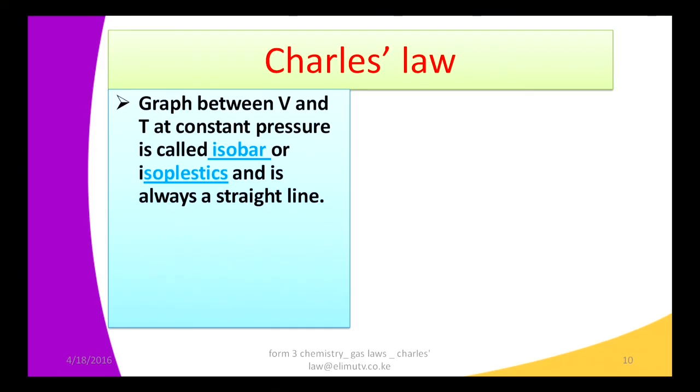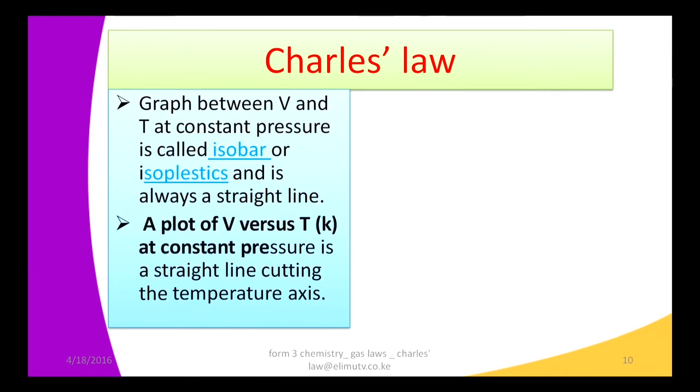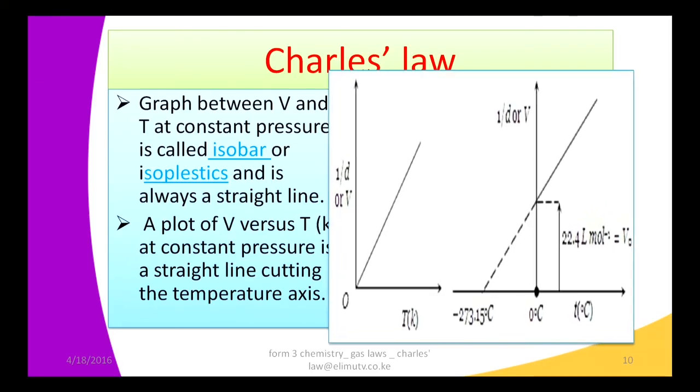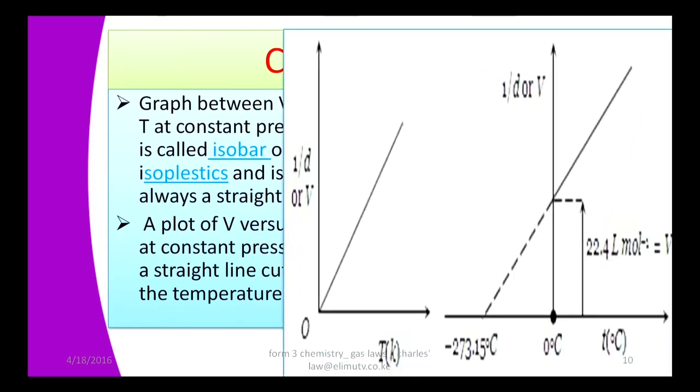Now, a plot of volume versus temperature in kelvins at a constant pressure is a straight line cutting the temperature axis. So this is our graph that we have here. You realize in the second graph, the graph has been extended to cut the x-axis at a point, negative 273.15 degrees Celsius, which is equivalent to 0 kelvin. That point is called absolute zero. Absolute zero is the temperature at the point that this graph is cutting. It's what we call Charles' law.